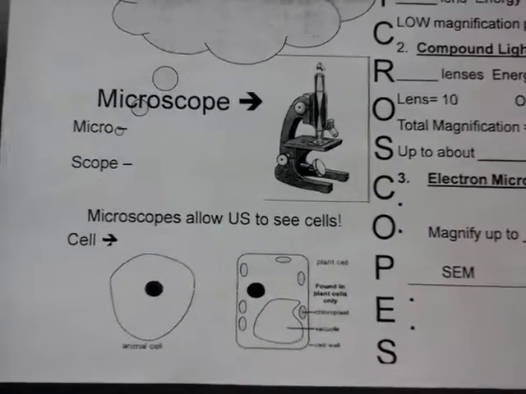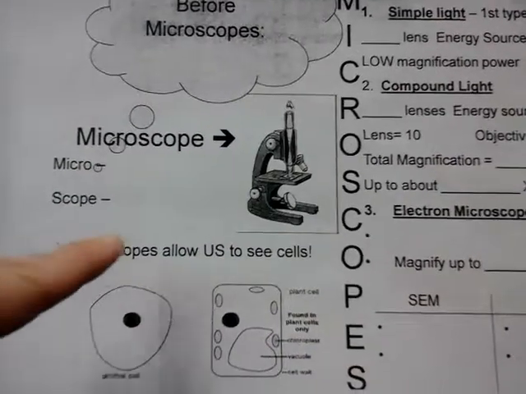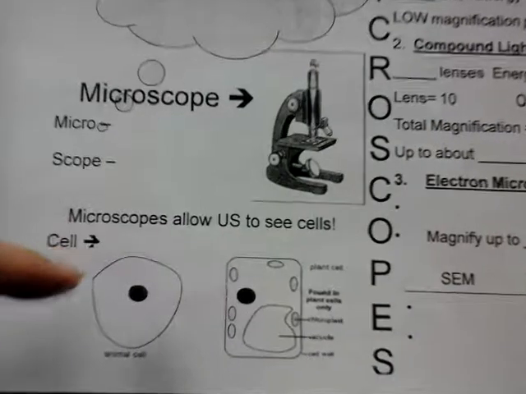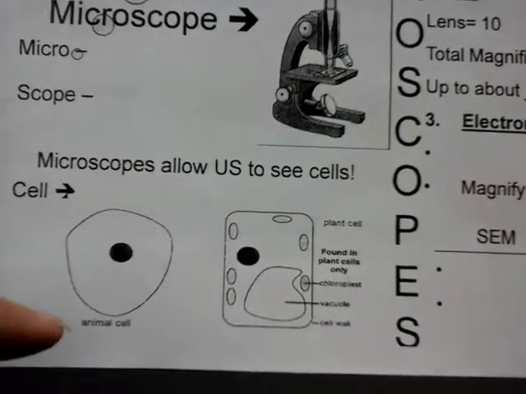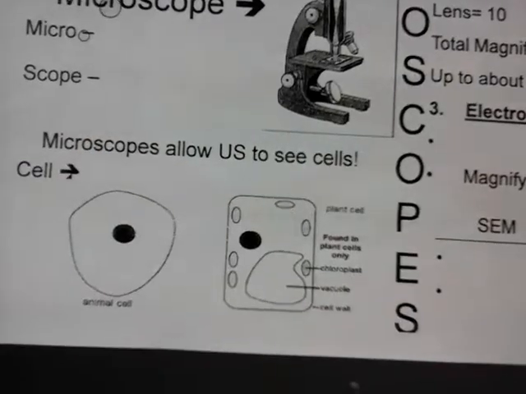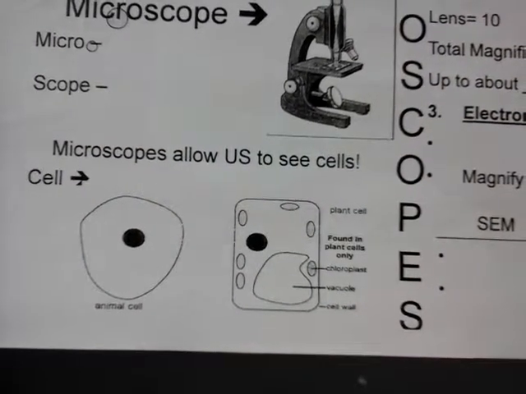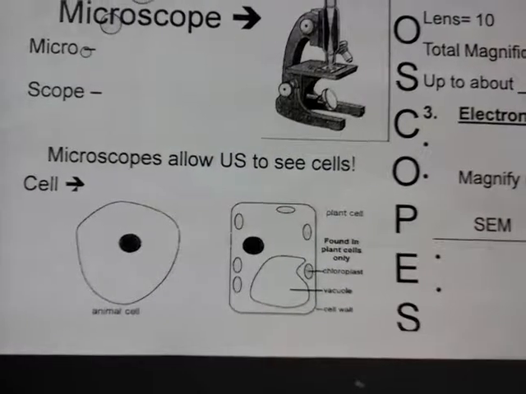So we got two cells here, which we're going to start talking about. And just so you know, anytime you see a cell drawn like a circle, I want you to assume it's an animal cell. And anytime you see a cell drawn like a square, I want you to assume it's a plant cell. Now there are always exceptions to the rules, but we'll talk about those as we go.